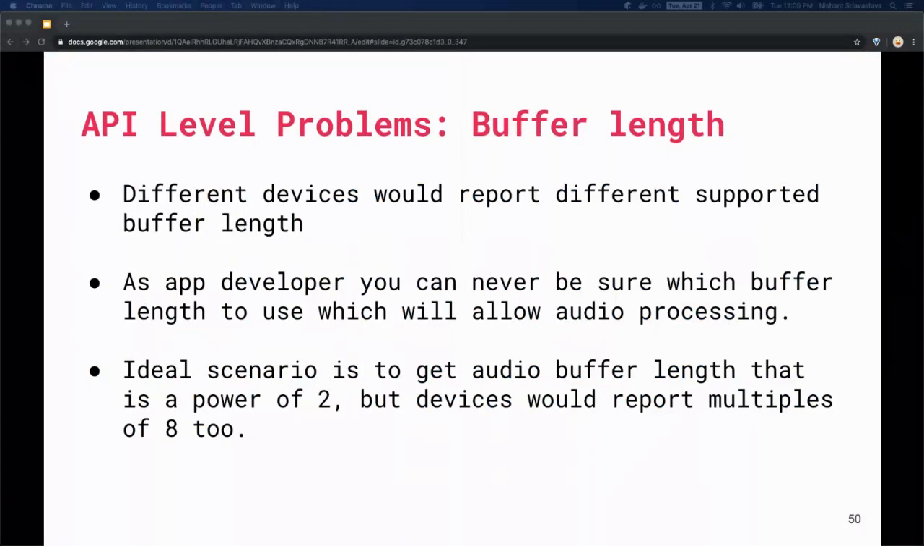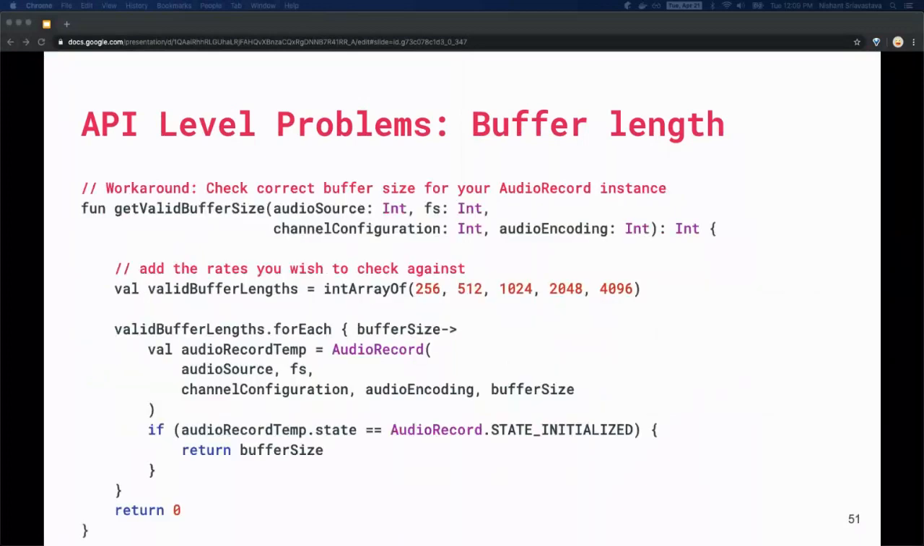So another hack that we use a lot is very similar to the sample rate one. As I was saying, you initialize the AudioRecord class, and then you check, was it initialized properly? We do that with a certain set of valid buffer sizes. If one of these buffer sizes fails, then we just discard it and try the other one. But that's not all. This is not the limitation we are talking about.